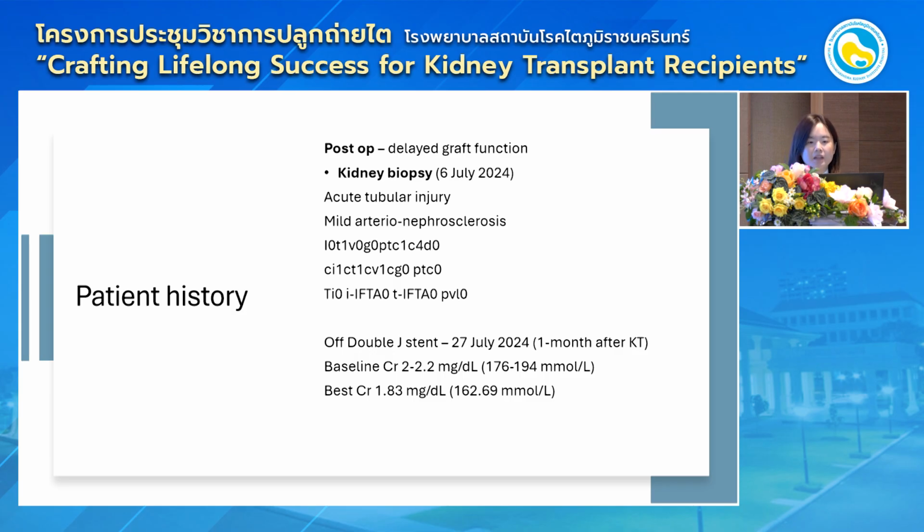We did a kidney biopsy at around day 9 and found acute tubular injury. There was no rejection, and after that the allograft recovered. The double J stent was removed at 1 month after kidney transplant. The baseline creatinine is around 2 to 2.2 milligram per deciliter, or 126 to 194 micromole per liter. Today I will present both units, as in the UK they use micromole per liter for creatinine. Best creatinine is around 1.83.